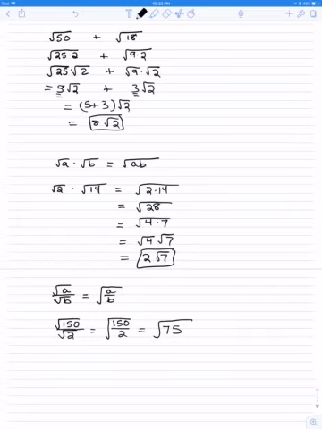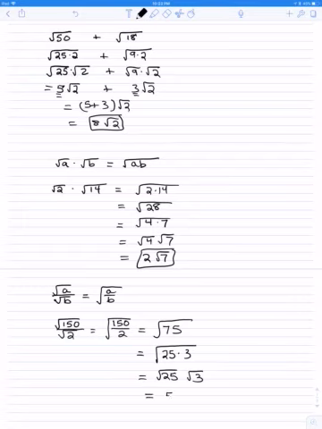And of course we have to simplify that, which we already did. We know that 25 is the largest perfect square that divides evenly into 75, and it goes 3 times. Breaking it down into separate square root factors, the square root of 25 is 5, since 5 times 5 is 25, square root of 3.